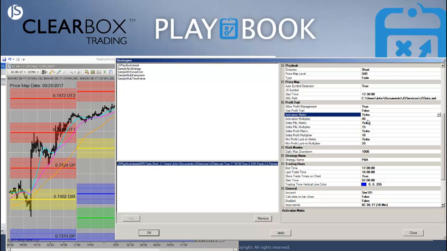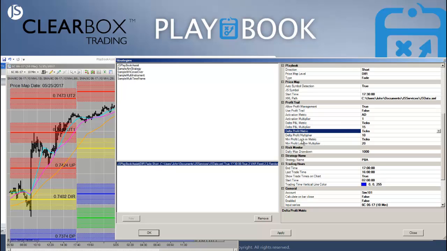So when I have 40 ticks of profit, I want to lock it in. On the metric, we're using ticks, and so the multiplier of that metric is 40. If I wanted to, I could use my market metrics. So I could say that if I get an alert distance of profit, and this would be a multiplier of that alert distance. So if I want one alert distance, I would activate my profit trail when I achieve at least one alert distance.